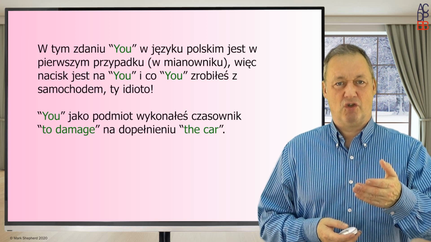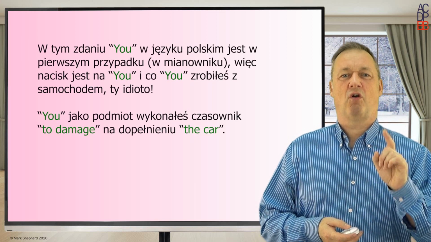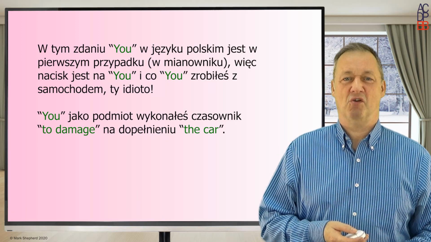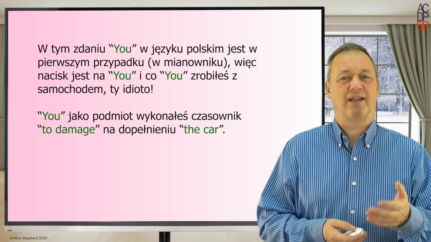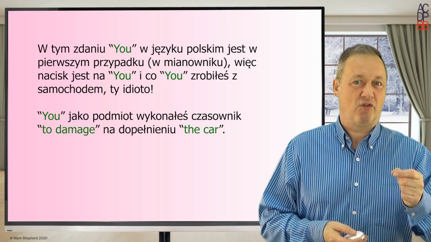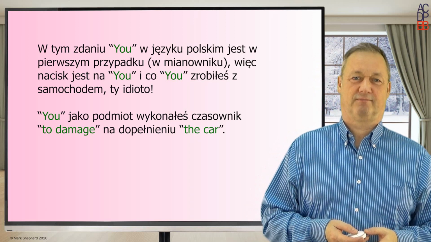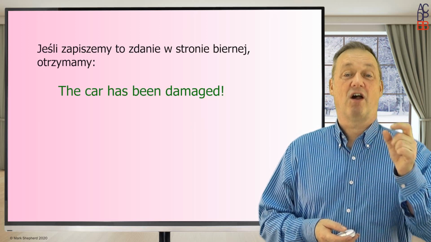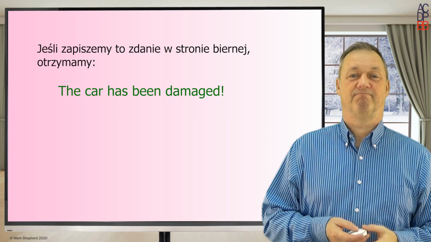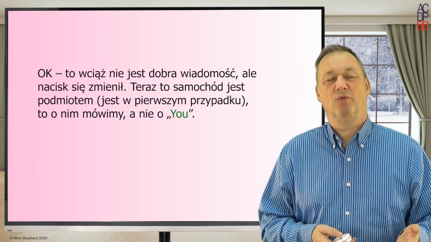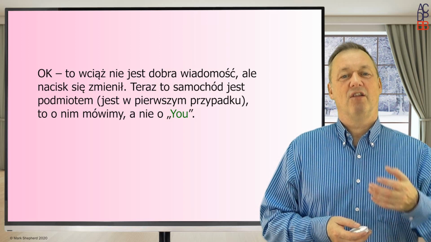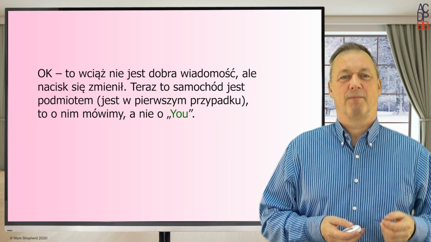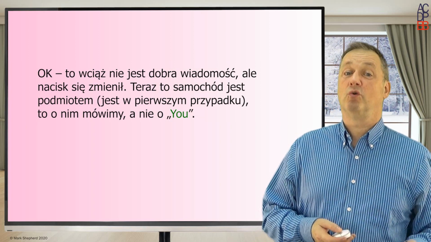In this phrase, you in Polish is in case one. So the emphasis is on you and what you did to the car, you idiot. You, the subject, have done the verb to damage to the object, the car. Now, if we write the passive version of this, then we get the car has been damaged. Okay, it's still not good news, but the emphasis has changed. The car is now the subject. It's case one. It is what we're talking about, not you.